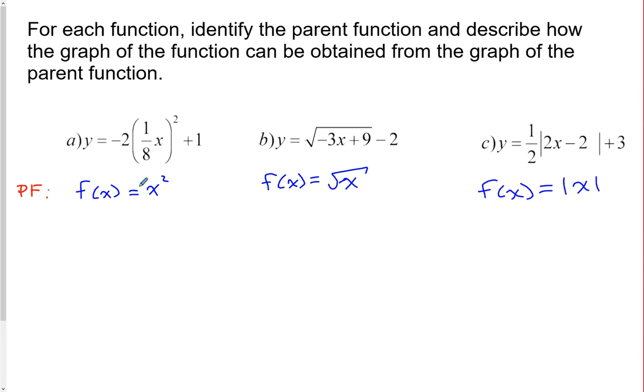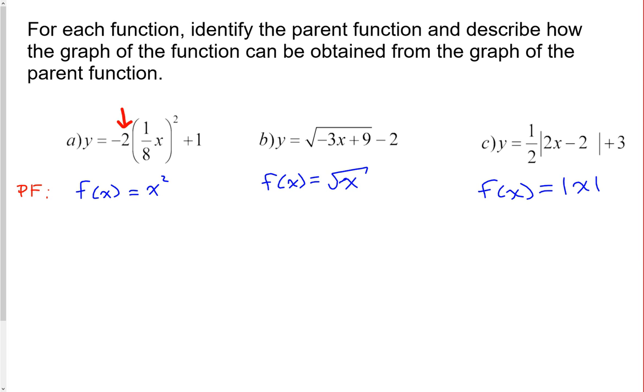The first thing I see is let's have a look at what's happening to my y values. This is going to affect my y values and this is going to affect my y values. Right in front, I've got a negative sign. So that's going to be a reflection in the x-axis. My next thing that I've got is the 2. I'm going to multiply all of my y values by 2. So that's going to be a vertical stretch by a factor of 2.